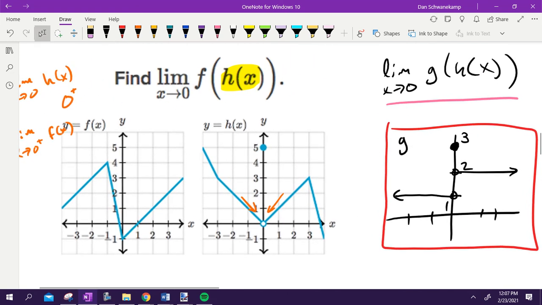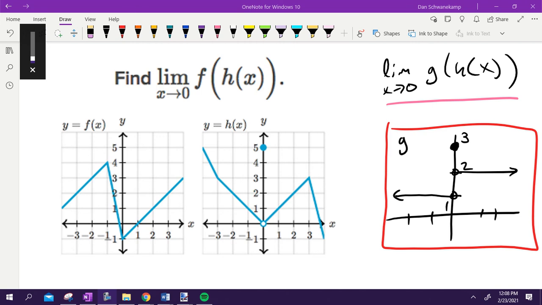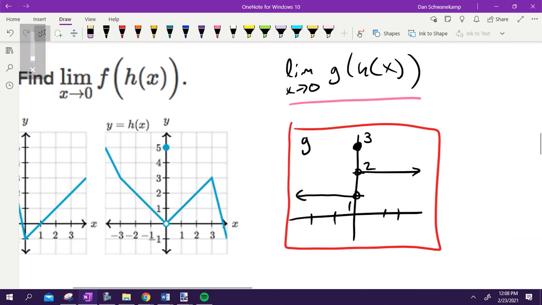I added a third graph in the mix. See if you can find it now with that third graph. We're doing well here. We're doing g of h limit. It's a composition limit. So again, we start on the inside. So on the inside, we're doing this guy first, the limit as x approaches 0 of h of x.